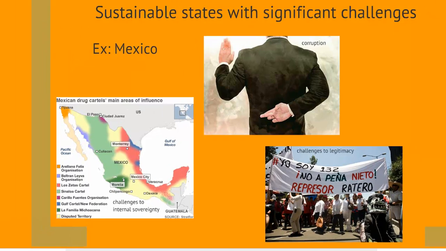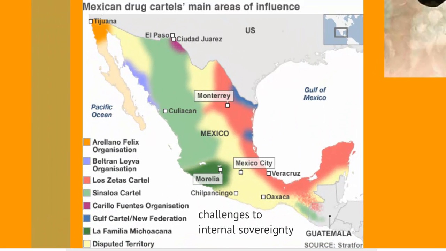The government security forces have clashed violently with the cartels that make their money getting drugs to Americans. That represents a major challenge to the Mexican state's internal sovereignty, and the inability of the Mexican and American security apparatuses to stop the cartels has had really tragic effects on the lives of many Mexican citizens.